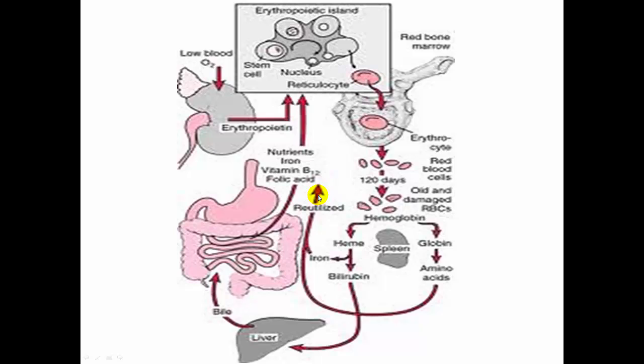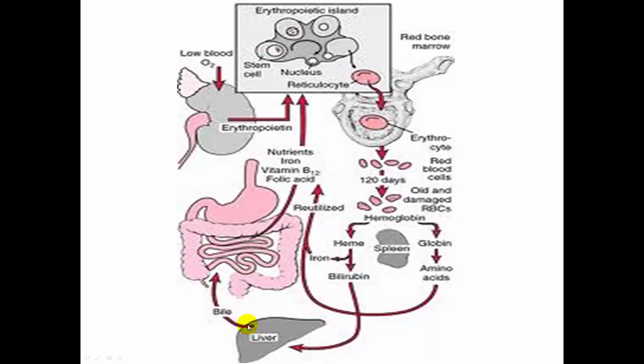So the amino acids are reused, and then the heme is also broken down further, and it's broken down into iron, which is reutilized to make new red blood cells, and bilirubin. Bilirubin then goes to the liver, where it's further processed and excreted into the small bowel.